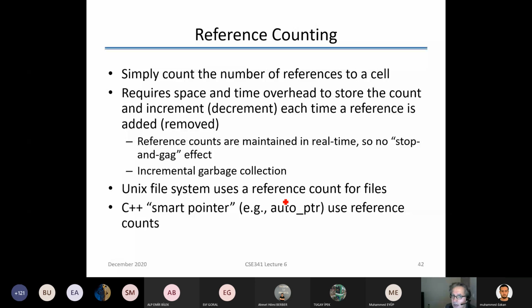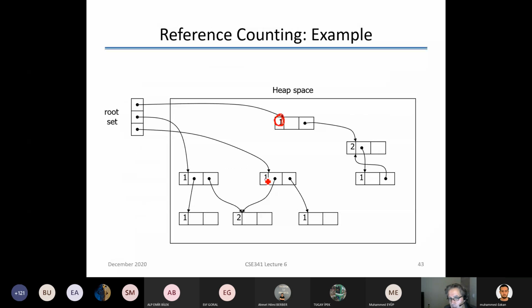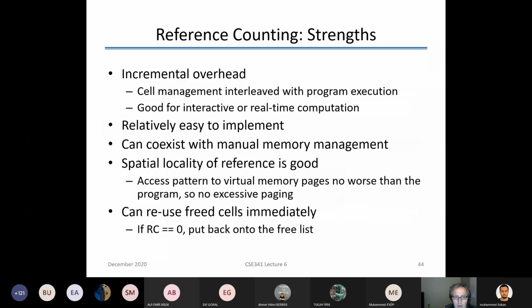This requires additional space and time overhead to store the count and to increment or decrement it each time a reference or dereference is done. Reference counts are maintained in real time, so no stop-and-go effect. This allows you to do incremental garbage collection, meaning when this number reaches 0, you know that it is done, and you remove it, and then you also remove the ones that it is referring to, if there are any. The spatial locality of reference is reasonable here. The access pattern to virtual memory pages is no worse than the program itself, so no excessive paging.